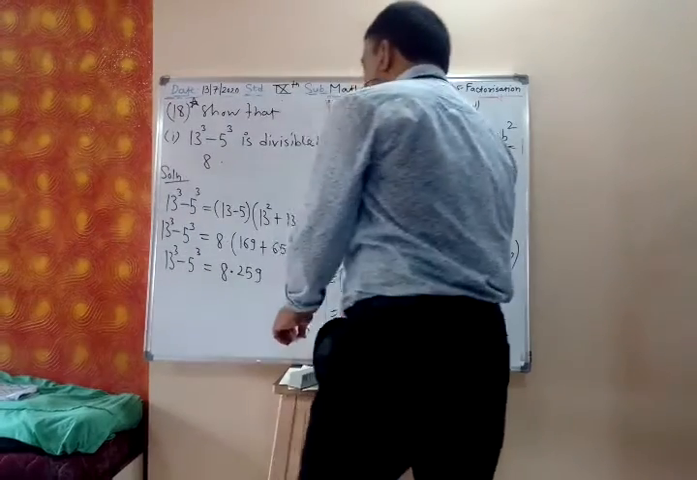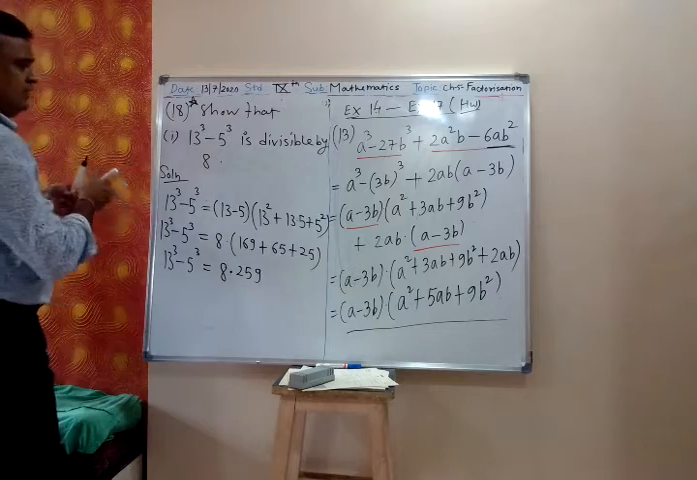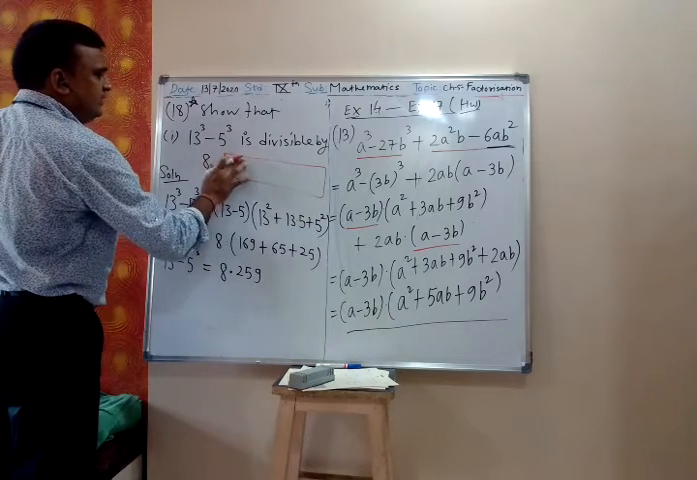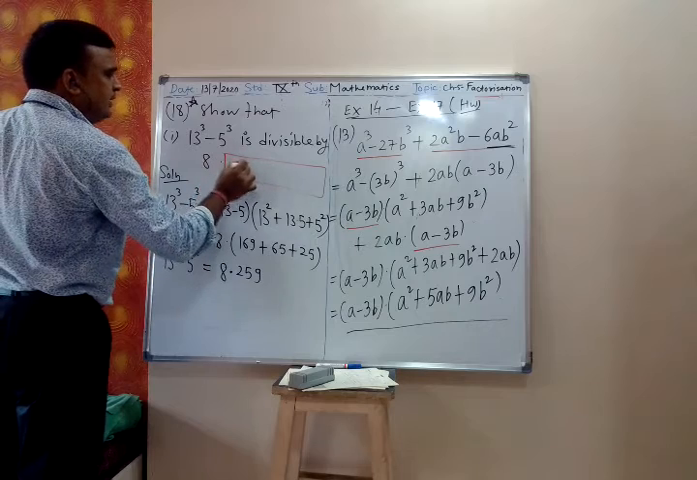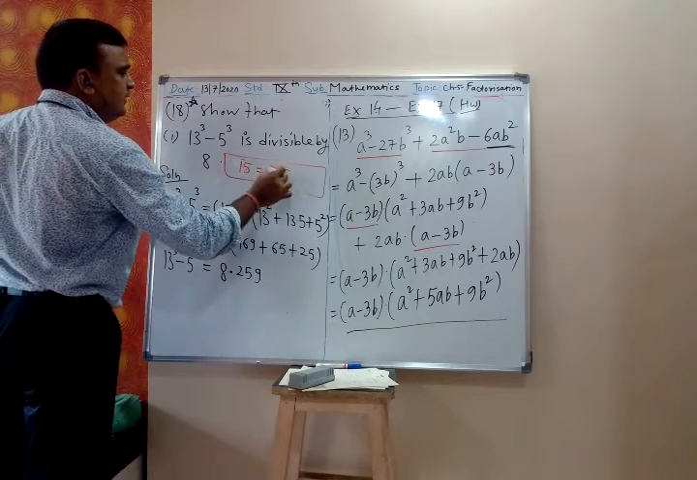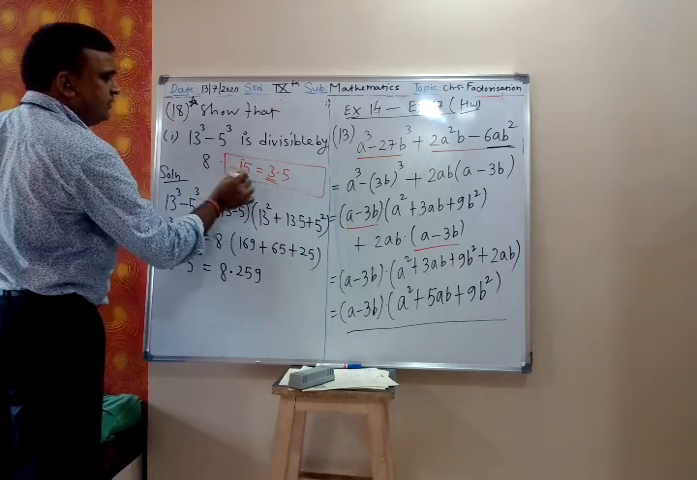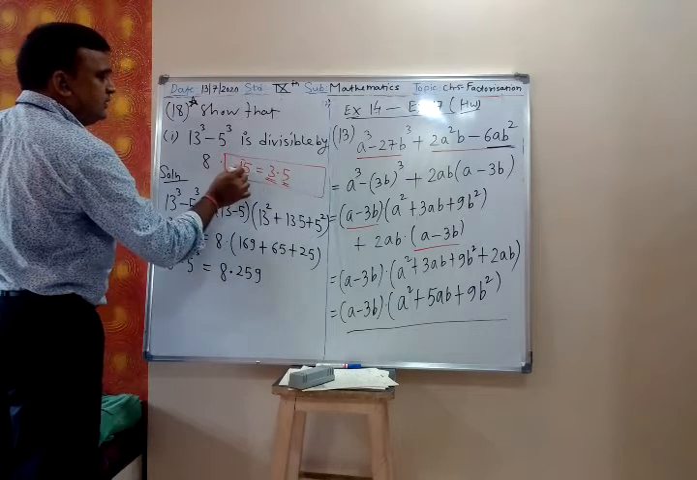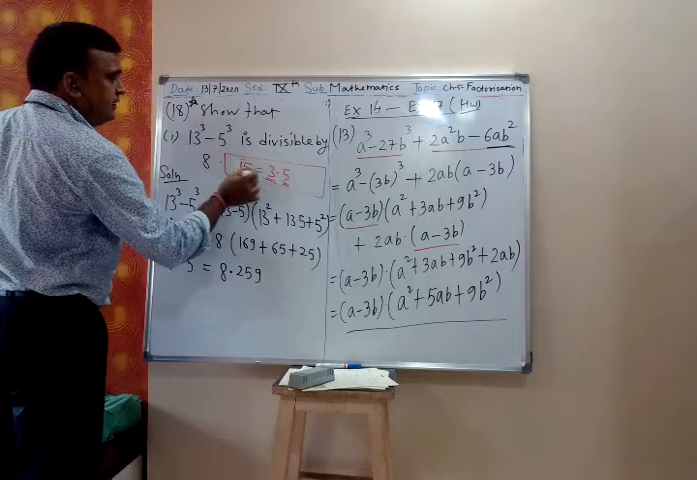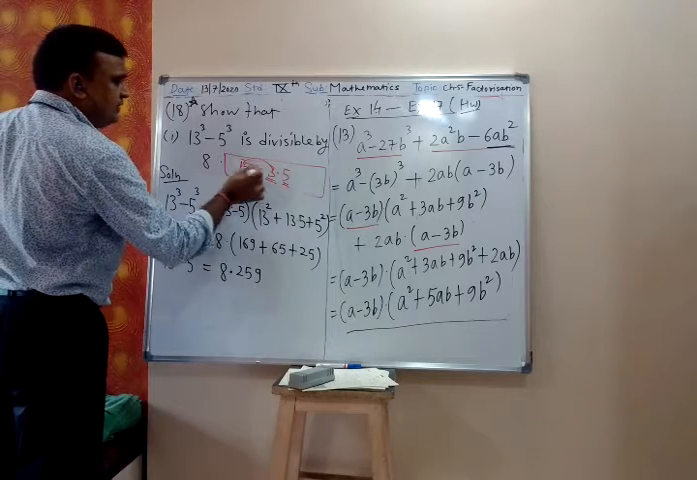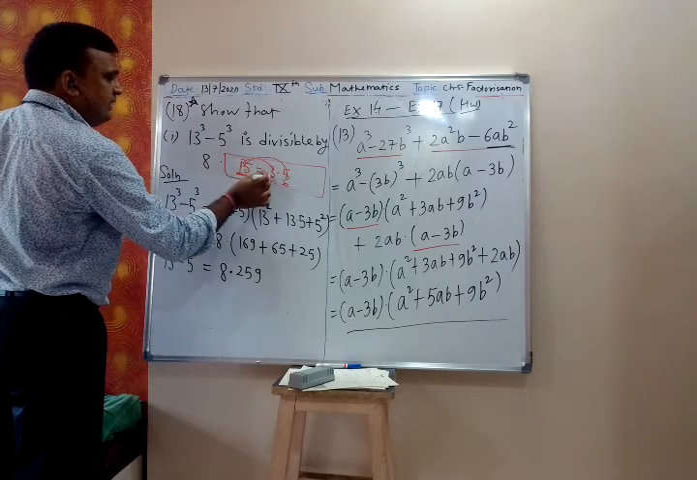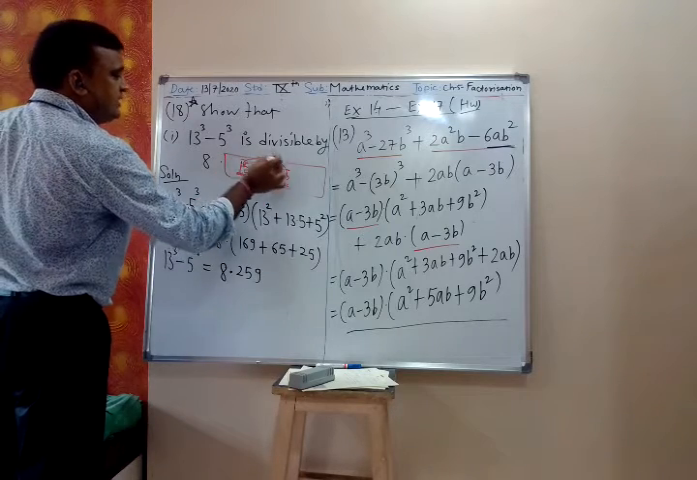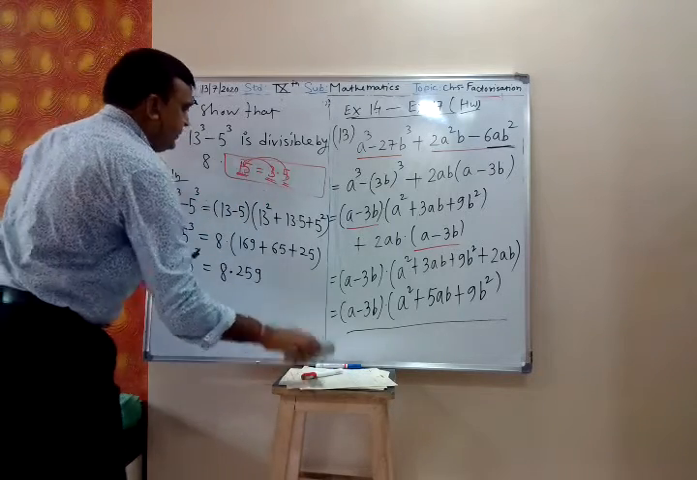Now this logic you remember. Let us take some example. When I am writing 15 as 3 into 5, that means 3 is a factor of 15 and 5 is a factor of 15. It means I can divide 15 by 3 and I can divide 15 by 5. So whenever 3 is a factor, 15 is divisible by 3, and 15 is divisible by 5.